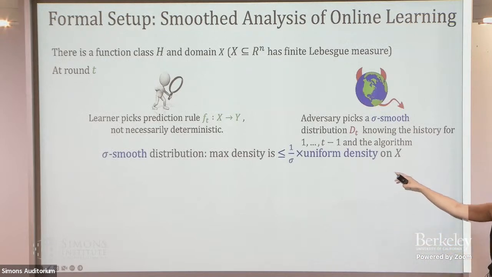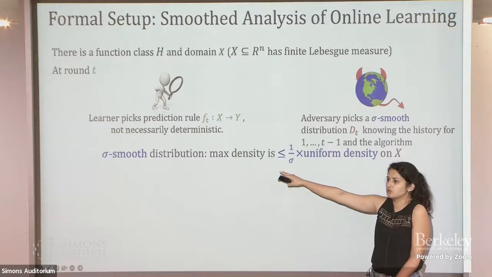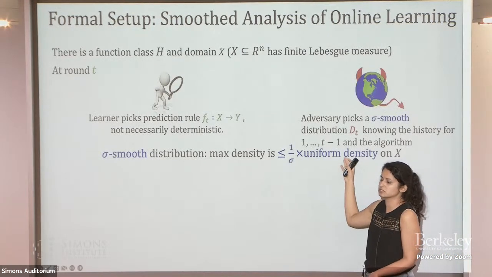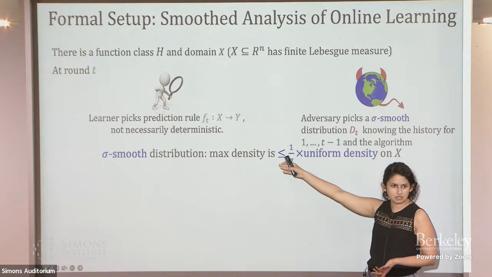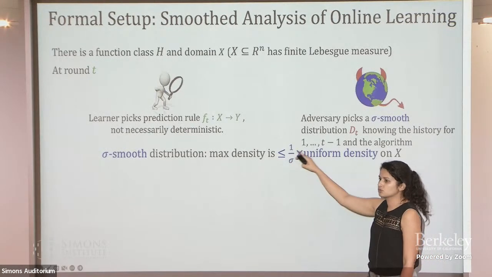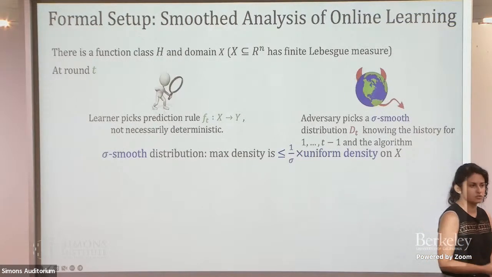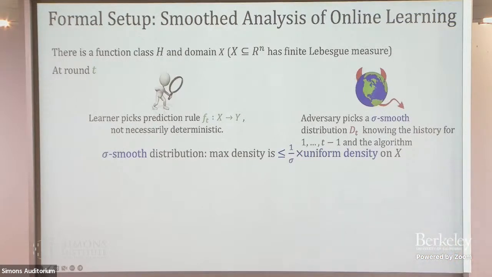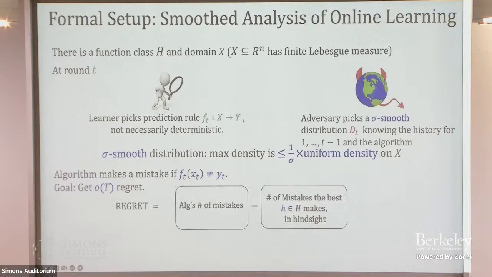What is sigma smooth? It's a distribution whose max density is upper bounded by some 1/sigma times the density of the uniform distribution. You can vary this sigma. If sigma was 0, you don't have any smoothness. It could be fully adversarial because there is no upper bound. If sigma was some number, then essentially you're getting the adversary to move closer and closer to the uniform distribution. You still are interested in the same definition of regret, what your algorithm gets versus what the best function would have gotten.